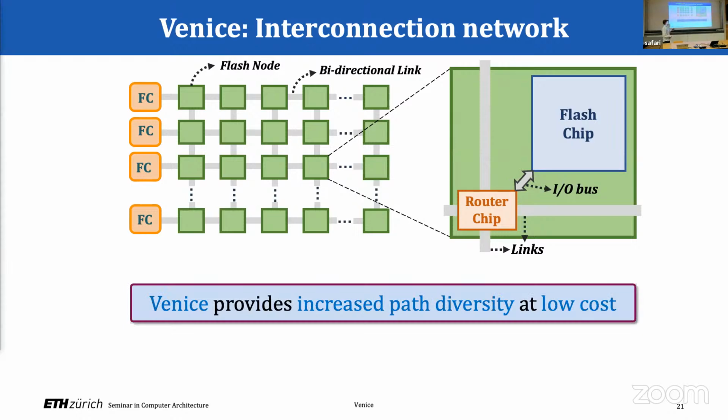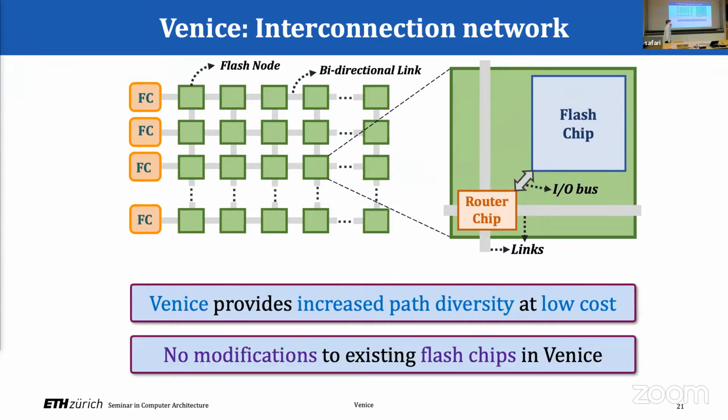And obviously this provides increased path diversity, because there are more ways for a flash chip to send data to a flash controller, and there's no modification needed to an existing flash chip, which means there's a low cost, basically.